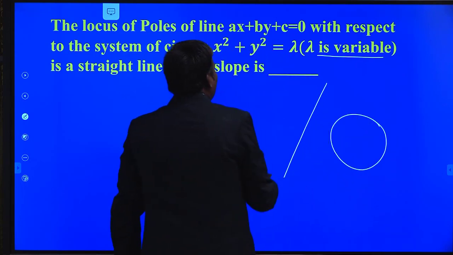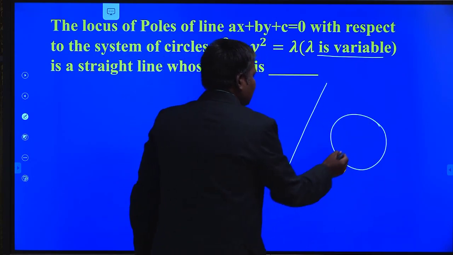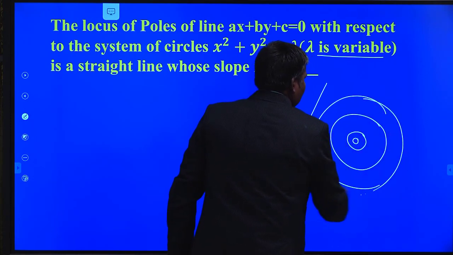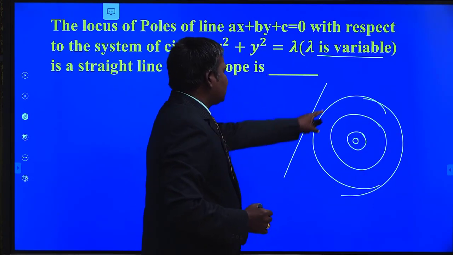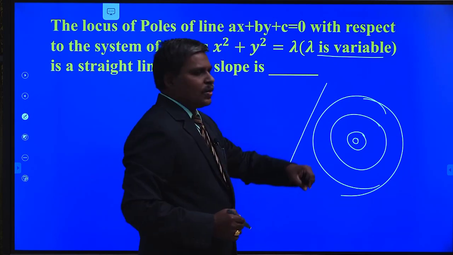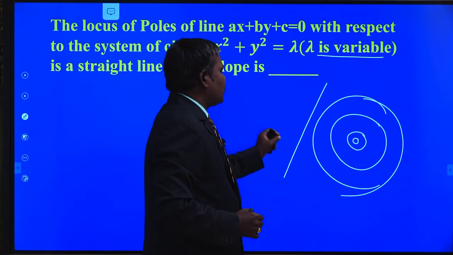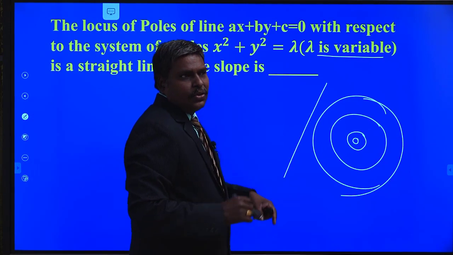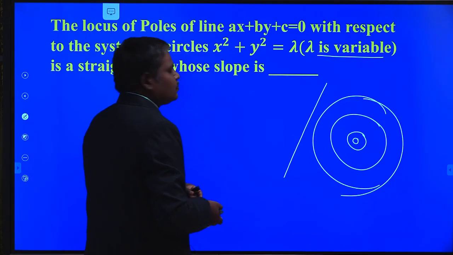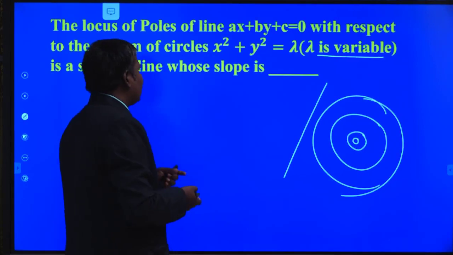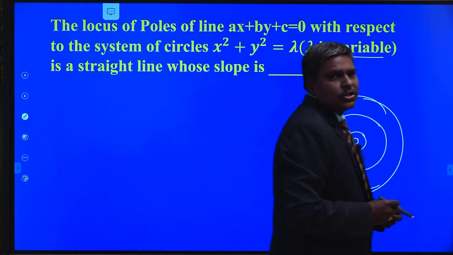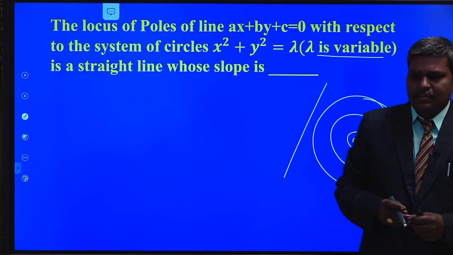By changing the value of λ, the center is the same. So the circles are concentric circles. For this circle with respect to this line there exists one pole. For this circle there exists one pole. For this circle there exists one pole with respect to the same line. So you collect all those poles, you get some locus. That is a straight line they are saying. What is the slope of that line, they are asking.